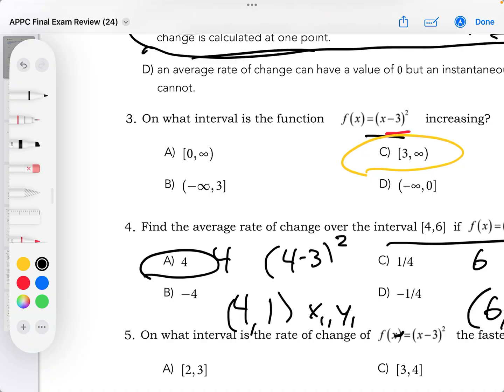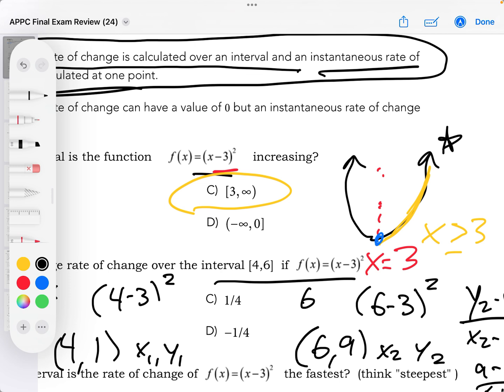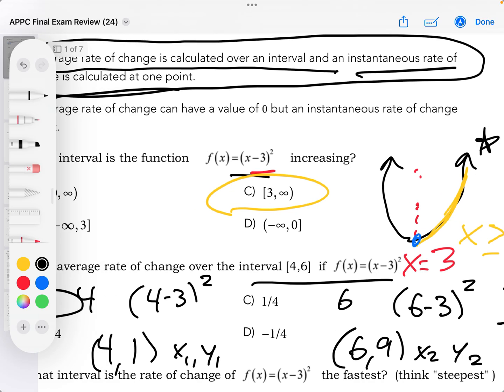From a sheer logic standpoint as well, knowing that this is a parabola, much like this one right here, as I start moving further from the vertex, my graph is getting steeper. So therefore, I kind of already should know it's going to be the only one that's greater than positive 1.